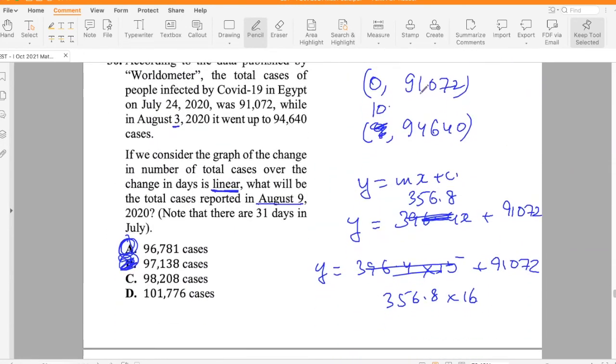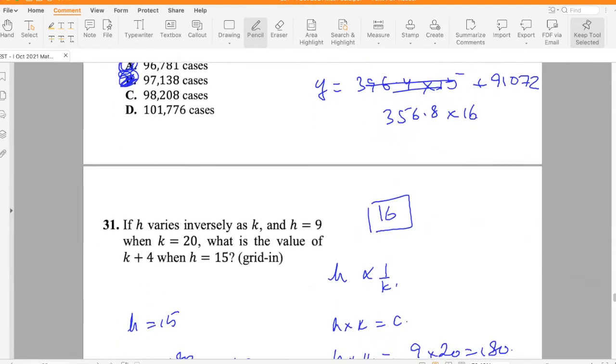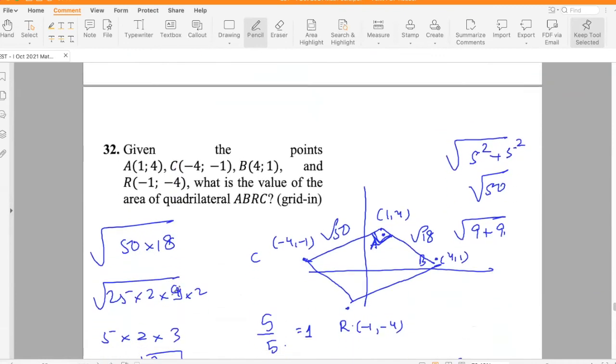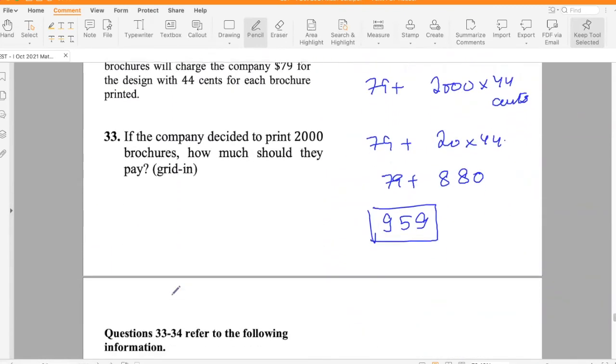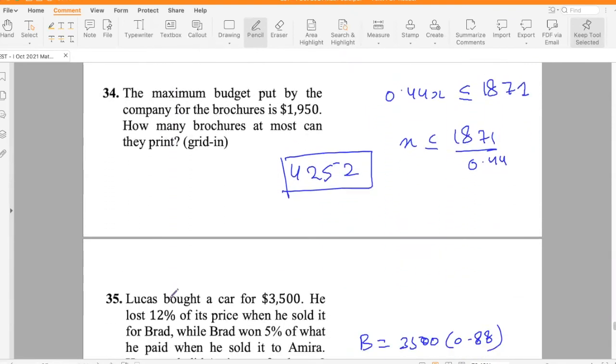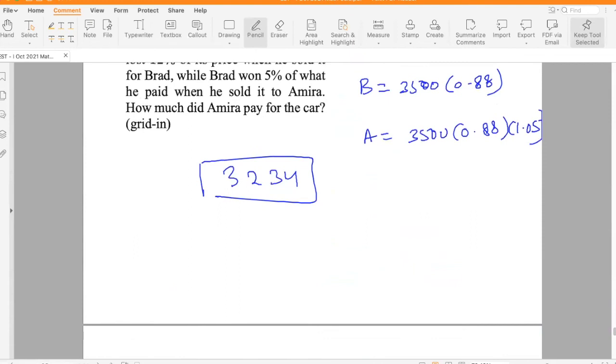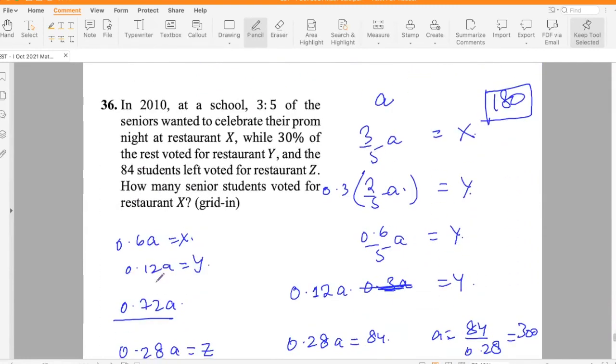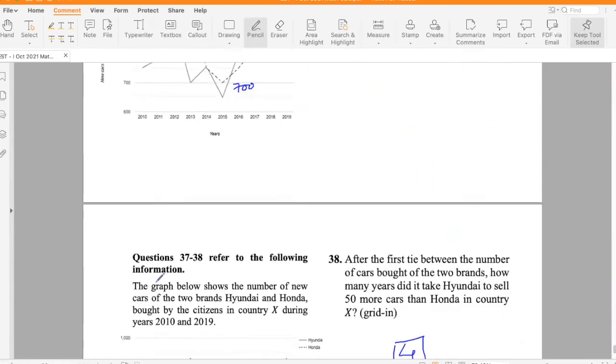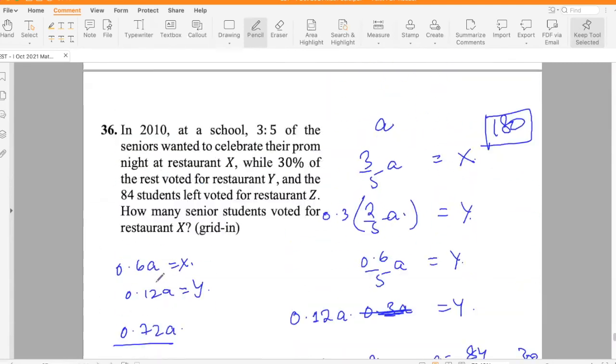DA, okay, 31, 16, 30, 959, and 4252, 3234, 180, 12.5, 4. Okay, so we got one question wrong.